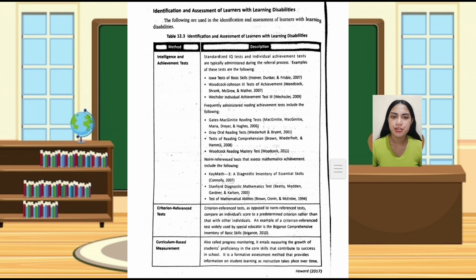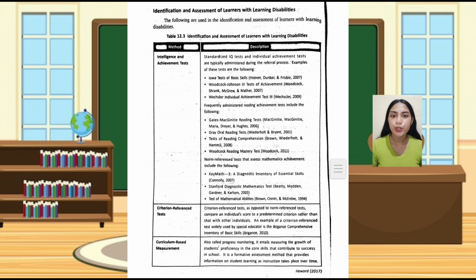Second, criterion-referenced tests. These tests measure students' mastery of specific skills or knowledge against a predefined standard or benchmark, rather than comparing them to other students. The purpose of this is to assess whether a student has achieved certain learning objectives. Here are the examples. The state-mandated proficiency tests. Reading fluency or math skills assessment aligned with curriculum standards. They identify gaps in knowledge or skills that need targeted intervention.